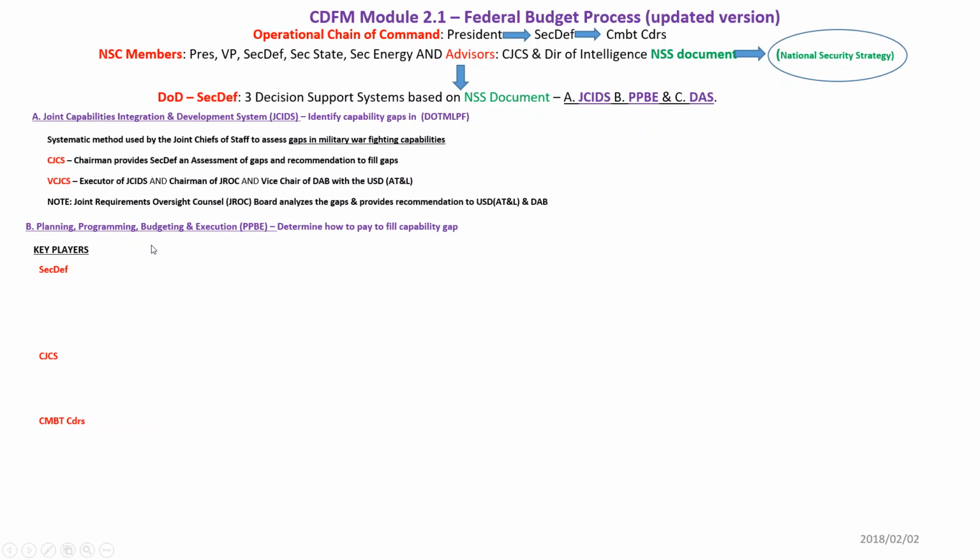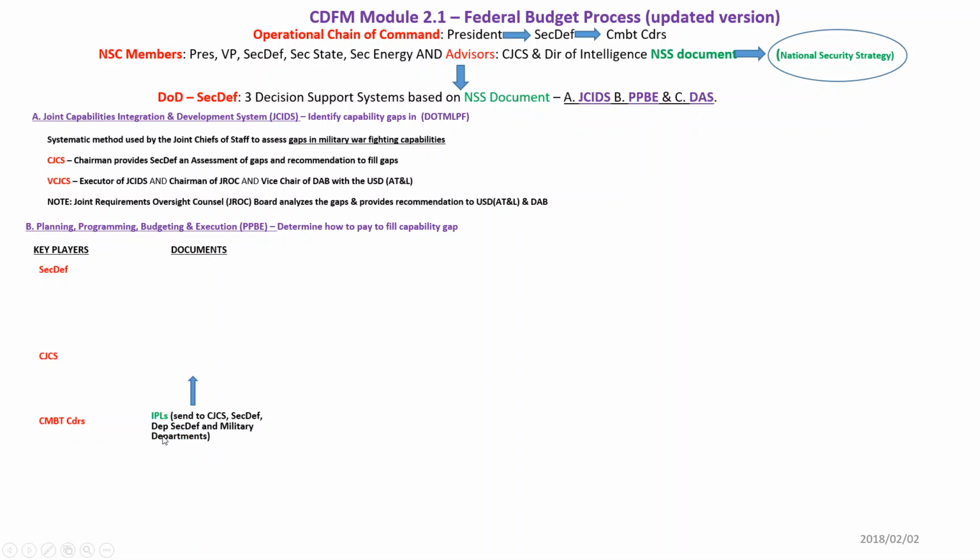So let's move to the PPBE: planning, programming, budgeting, and execution. It determines how to pay to fill the capability gap. Again, remember those three overlapping circles. Even if it's a doctrine problem or we need more personnel, guess what? You still have to enter the PPBE system to determine how you're going to resource it. Remember, the operational chain of command runs from the President right here to the Secretary of Defense to the combatant commanders. When it comes to the PPBE process, here's how it goes.